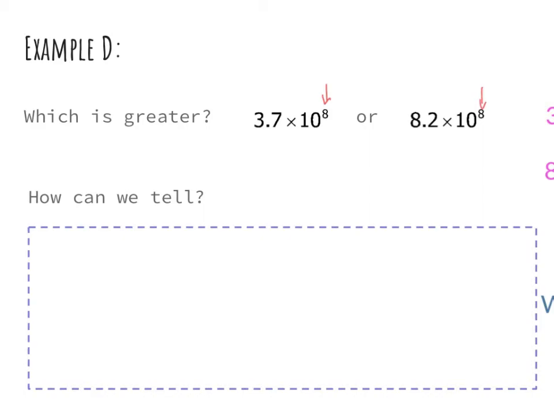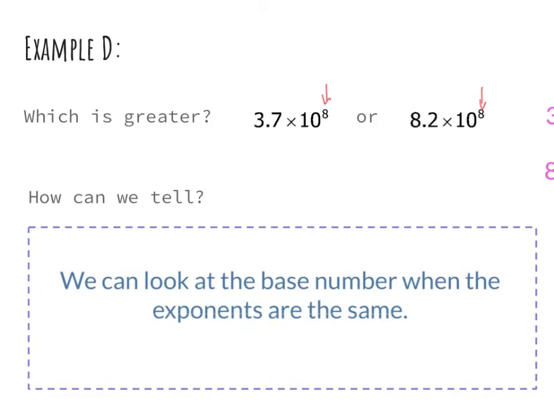Now again, I could move my decimal places to the right or the left, whichever it's indicating to me. That will give me the right answer. However, there's a better way to do that. Since I know the exponents are the same, then I'm going to be looking at the base number to give me the correct answer when the exponents are the same. So in this case, I've got a 3 on one hand and I've got an 8 on the other, and I know that 8 is larger than 3.